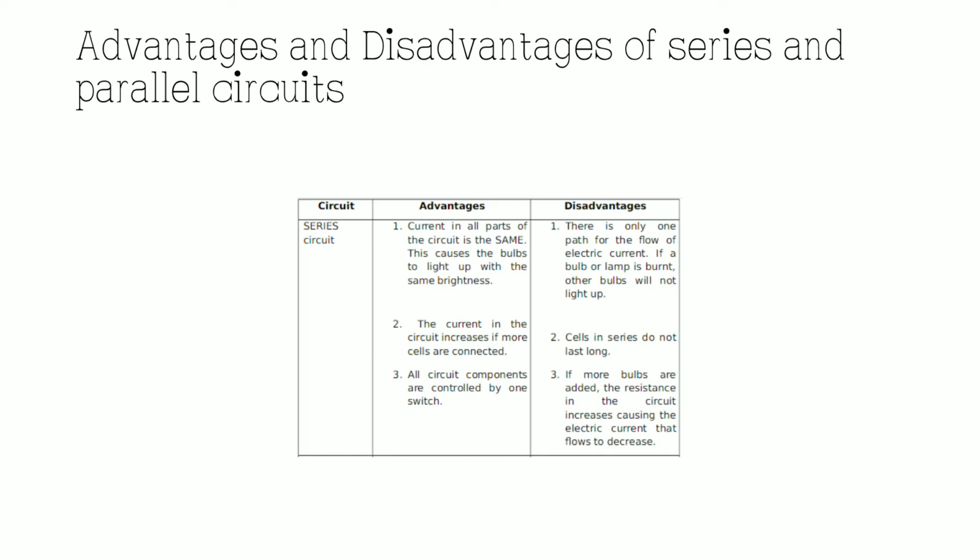And what is the disadvantage? There is only one path for the current to flow. So if a component fails, the entire circuit fails. The cells connected in series do not last long, so their life is less. If more bulbs are added, the resistance in the circuit increases, causing the electric current to decrease.